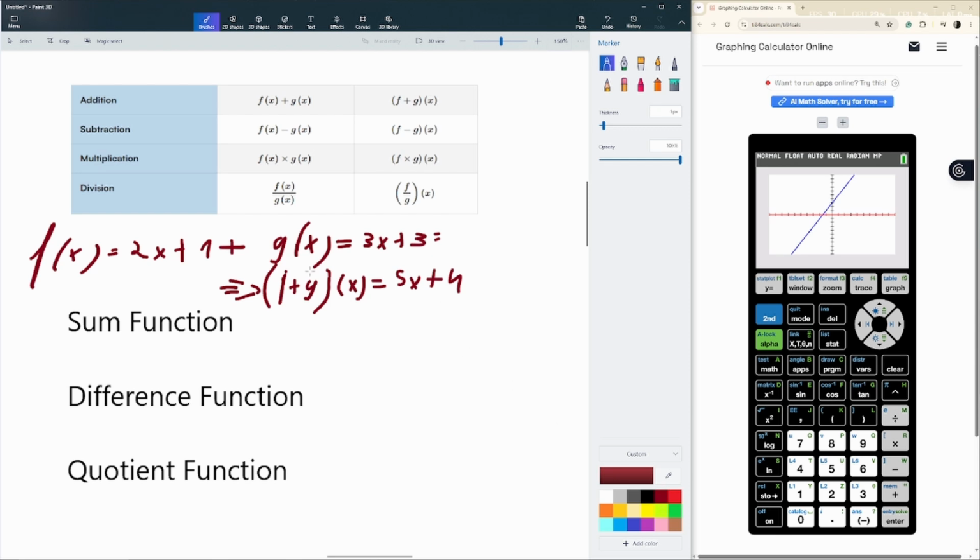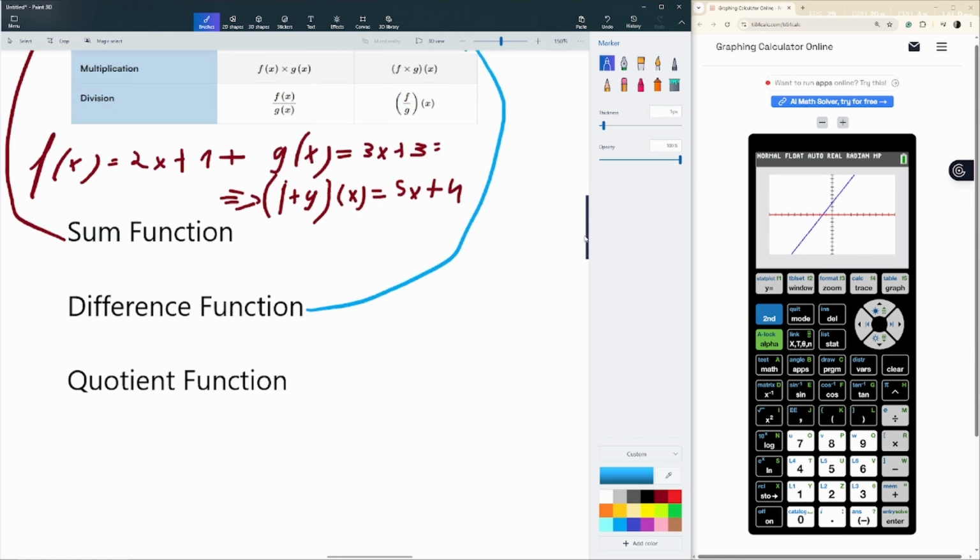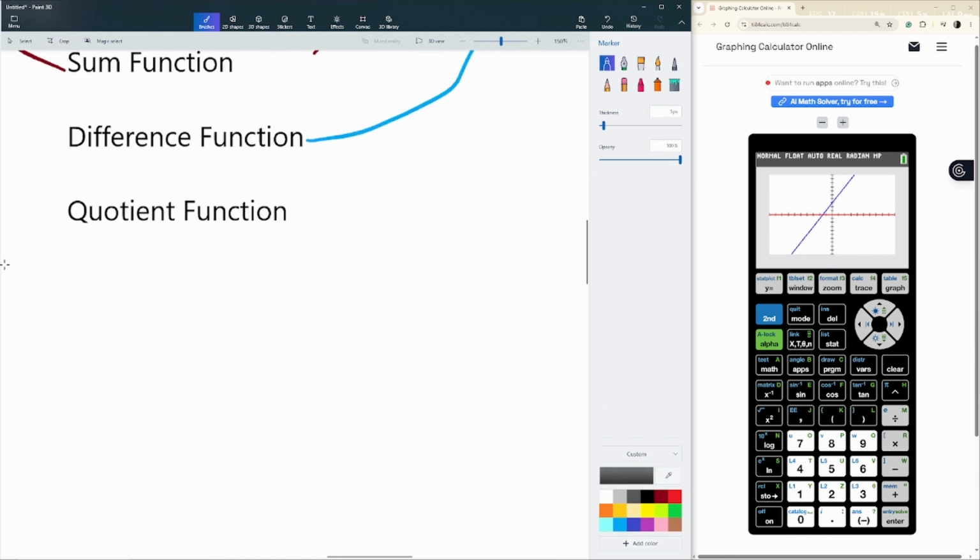And this, the first one, is also known as the sum function. The difference function, I'm not even going to explain it, because it's the same thing. Instead of adding, you're just subtracting. However, the quotient function is something much different. So this is when you have two functions. You have y, let's say, is 2x plus 1, and y is 3x plus 5.